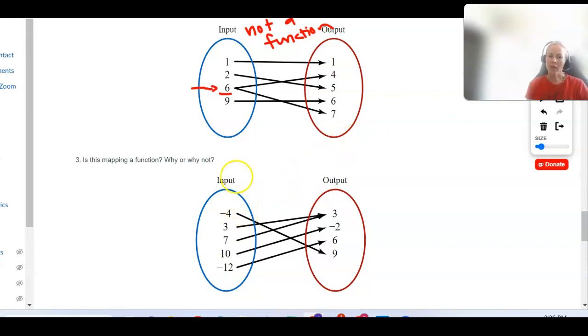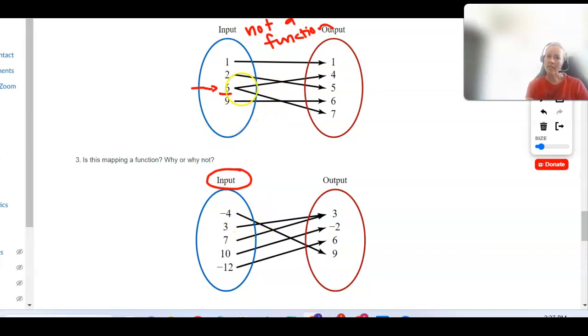Well, if we look, the rule for it to be a function is we cannot have the input going to more than one output. And if you look, -4 is going to a number, 3 is going to a different number, 7 is going to a number, 10 is going to a number. What would be a problem is if we have 3 going to more than one number, or any of these going to more than one number, but because each of these inputs has exactly one number it's going to, this would be considered a function.